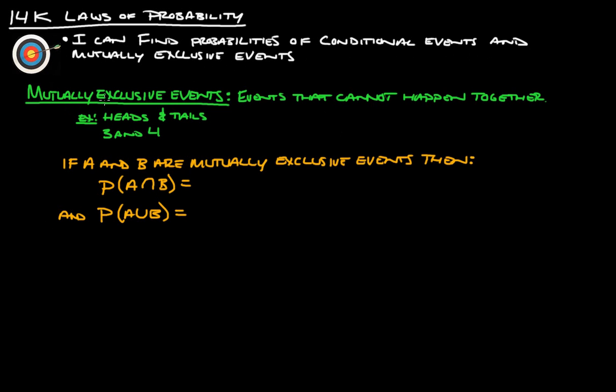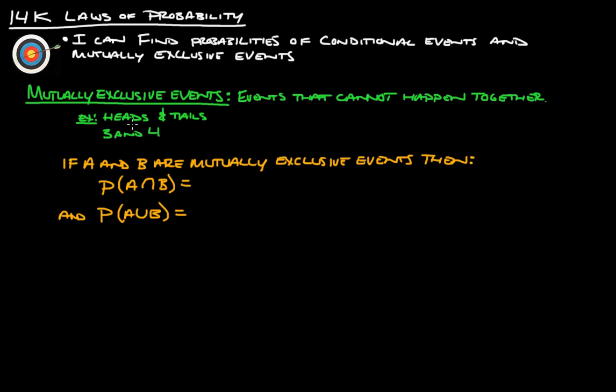I'm going to take you through the 14K notes on laws of probability. At the end of this, you should be able to say I can find probabilities of conditional events and mutually exclusive events. Okay, so let's start off with what mutually exclusive events are. Those are events that cannot happen together.